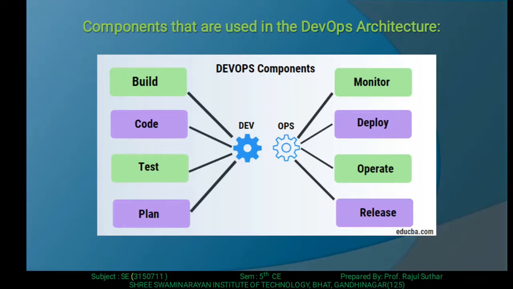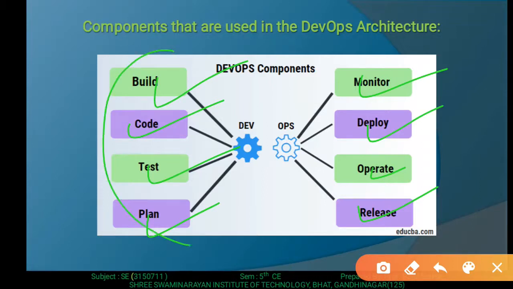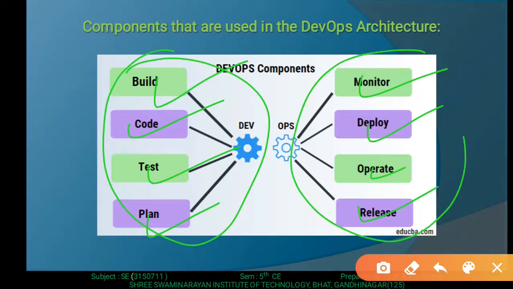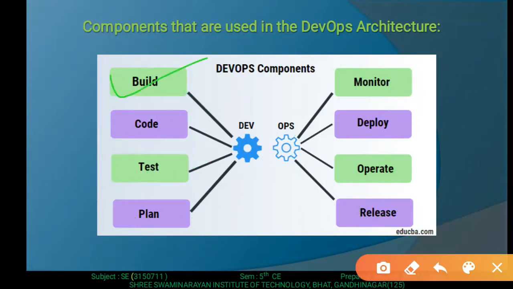Let me move on to the next part, that is the components that are used in the DevOps architecture. So here in the figure, the components cover building, code, test, planning, monitoring, deployment and operate as well as release components. All these things are performed by the developer as well as operation, so everything works in collaboration. Let me discuss one by one.